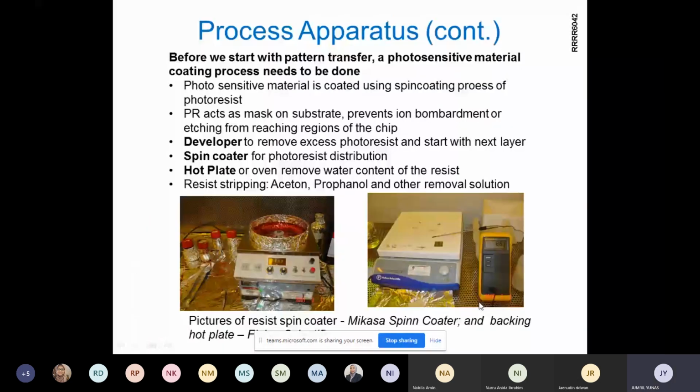Before we start with pattern transfer, a photosensitive material coating process needs to be done. So we need to coat the substrate with a photosensitive material we call photoresist. This photoresist is coated using the spin coating process.